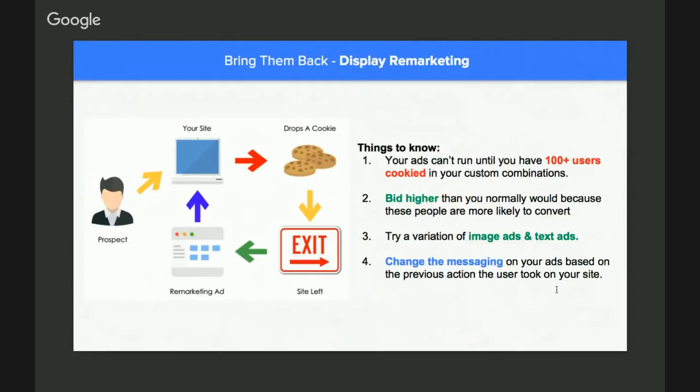I already said use a variation of image and text ads, and use different messaging. Again, they've already been to your site. They weren't interested for some reason before. So make sure you change up the messaging, the landing page, the image, something. Don't just bring them back to the same site that they didn't convert on.